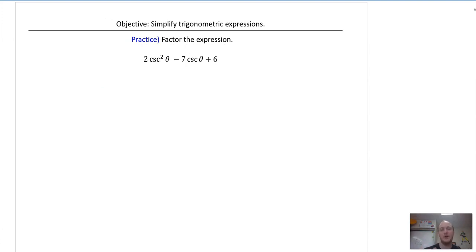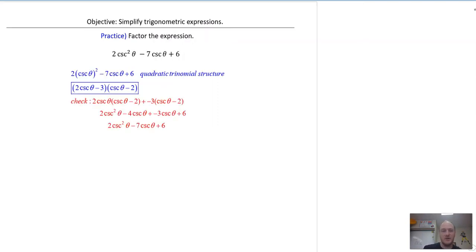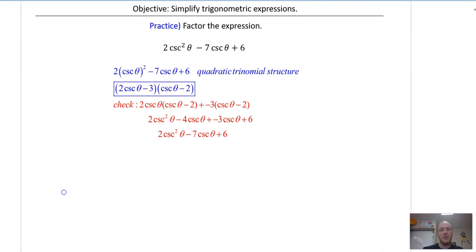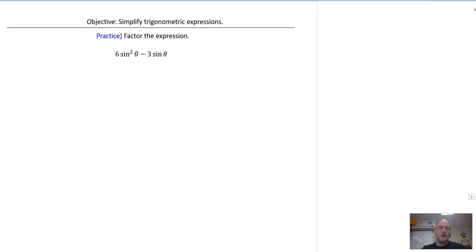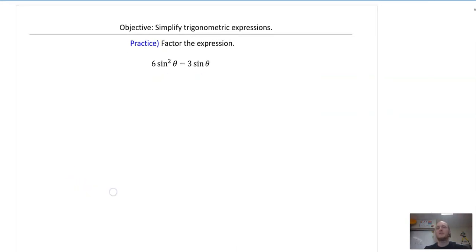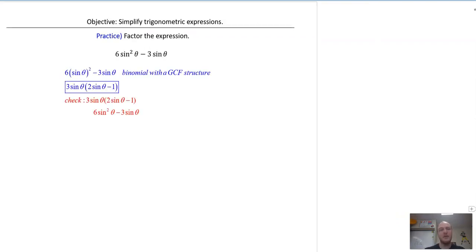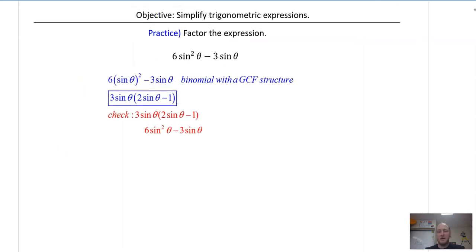Hopefully you saw 2x squared minus 7x plus 6, right? So you can factor it the same kind of way that you would with a regular quadratic trinomial. All right, and last but not least, here is another one. Hopefully you paused this and tried it. This one's really good. This one involves a GCF. They both have a factor of 3 and a sine theta, so you can factor that out, and hey, there you go. So that's factoring.